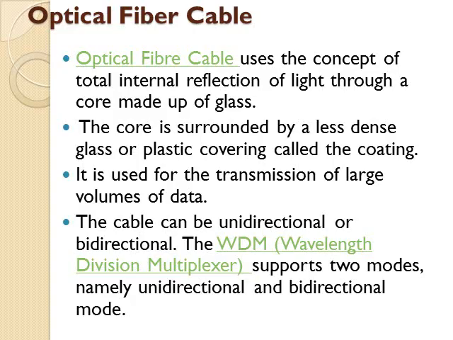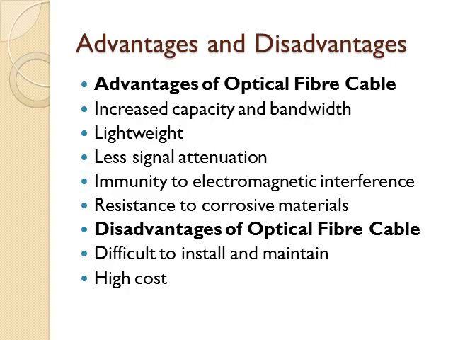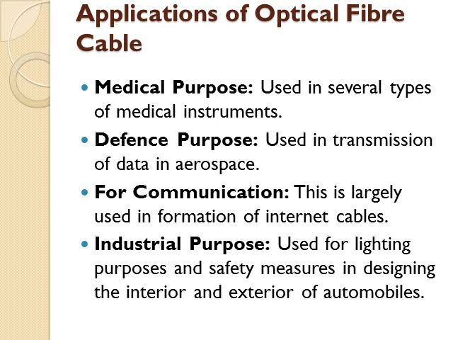This cable can be unidirectional or bidirectional. The wavelength division multiplexer supports two modes, namely unidirectional and bidirectional mode. This is the structure of a fiber optic cable, where we have an outer jacket, loose buffer, cladding and a fiber core. Advantages and disadvantages: it has increased capacity and bandwidth, it is lightweight, has less signal attenuation, immunity to electromagnetic interference, and resistance to corrosive material. Disadvantages: it is difficult to install and maintain, and has high cost.